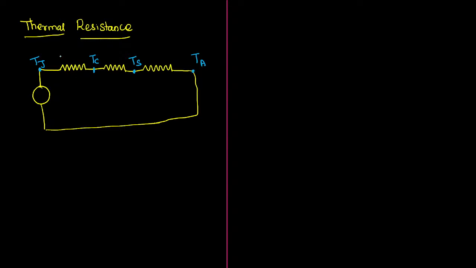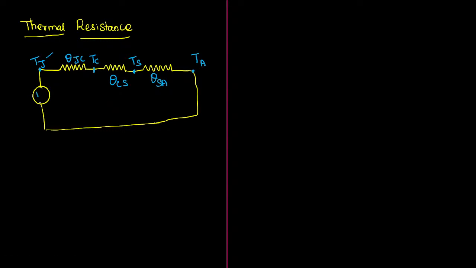Next, the resistance between the junctions. See, J means junction, C means case, S means sink, A means ambient. So here the resistance between junction and case is simply defined as theta Jc. The resistance between case and sink can be simply defined as theta Cs. The resistance between sink and ambient will be simply defined as theta Sa.